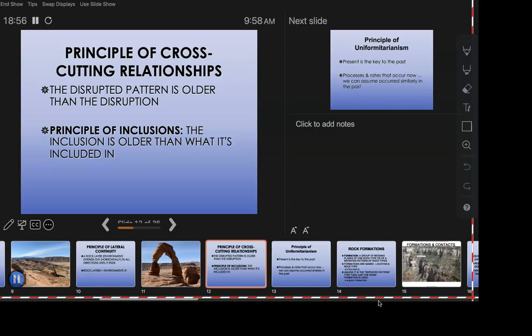Principle of inclusions. Again, this is primarily for sedimentary rocks. All right. The rock is younger than all the stuff that makes it up. Kind of makes sense, right? What is younger, the bologna or all the animals that went into the bologna? The bologna. Or what is older, all the animals. All right. So inclusions, cross-cutting relationships, same idea, different scenarios.